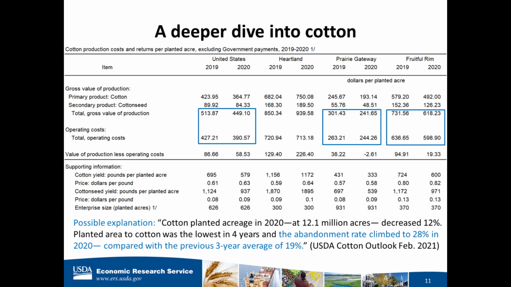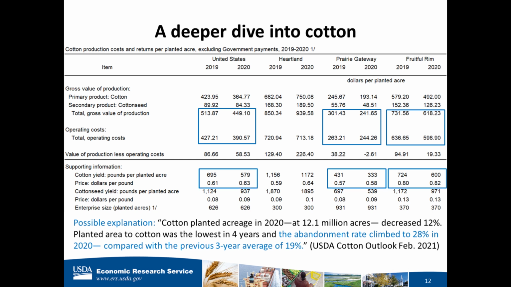Those went from $263.21 for the Prairie Gateway region in 2019 to $244.26 in 2020 for that same region. And for the Fruitful Rim, we saw a decline from $636.65 to $598.90. So when we're looking at the value of production, we know that we have to really decompose what's happening with the gross value of production.